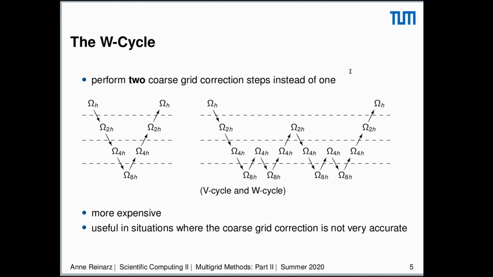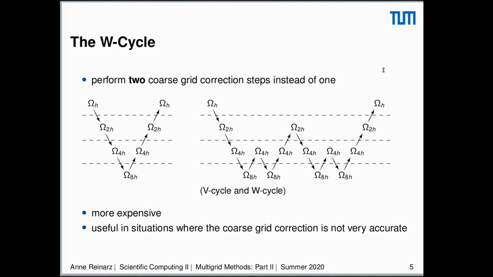So obviously the W cycle is more expensive than the V cycle. I think that's quite clear. You just have more steps. But for some problems in which, as I said before, the coarse grid correction is not very accurate, it really makes sense to do the W cycle instead.